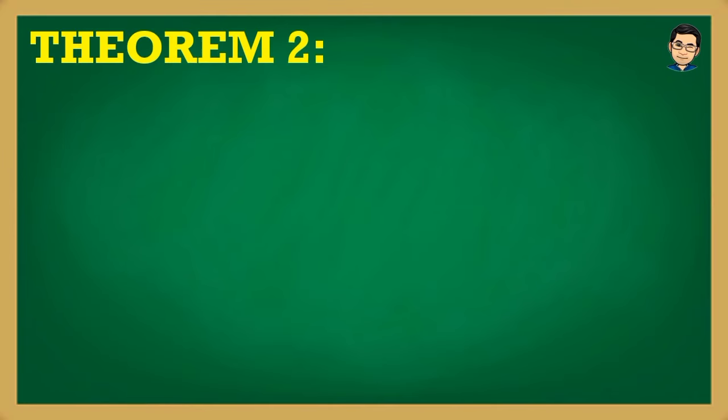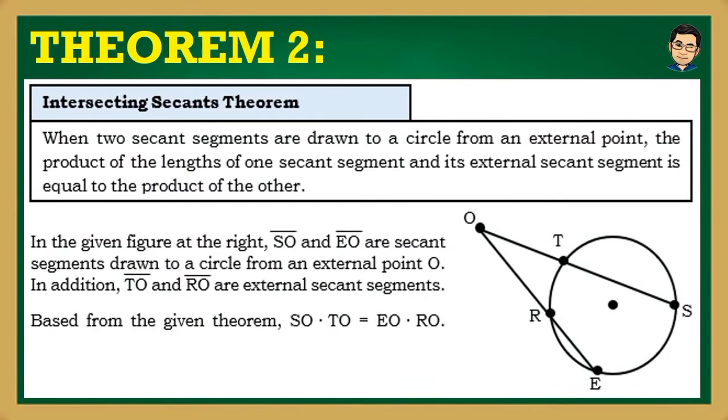So, let us have now the second theorem, intersecting secants theorem. When two secant segments are drawn to a circle from an external point, the product of the lengths of one secant segment and its external secant segment is equal to the product of the other. So, para mas maintindihan yung theorem na yan, illustrate natin sila.